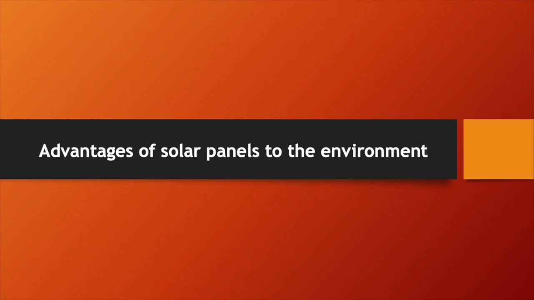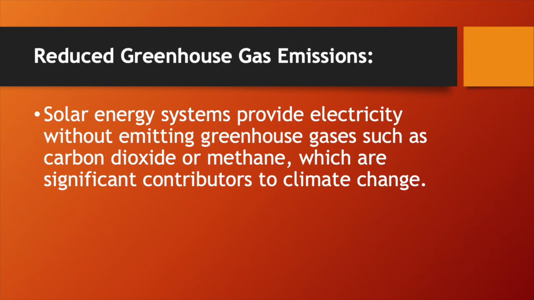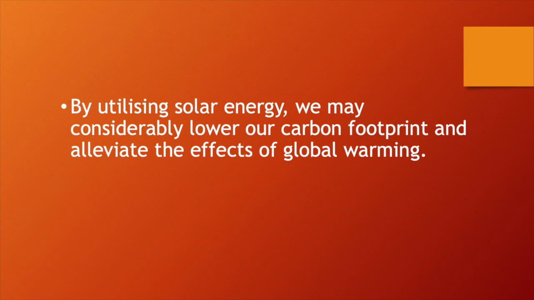Now let's look at some advantages of using solar panels to the environment. 1, reduce greenhouse gas emissions. Installation of solar panels provides electricity without emitting greenhouse gases such as carbon dioxide or methane, which are significant contributors to climate change. By utilizing solar energy, we may considerably lower our carbon footprint and prevent or limit the effect of global warming.